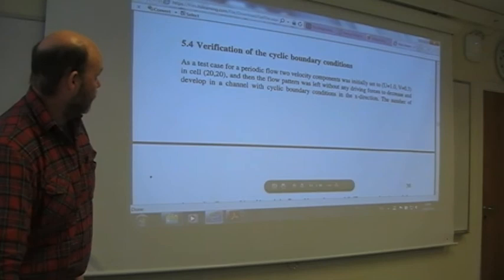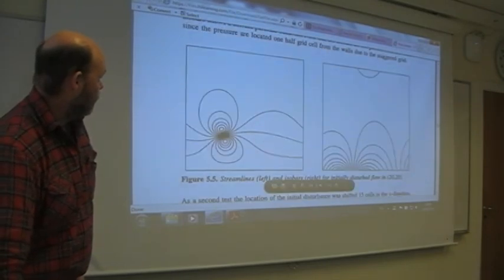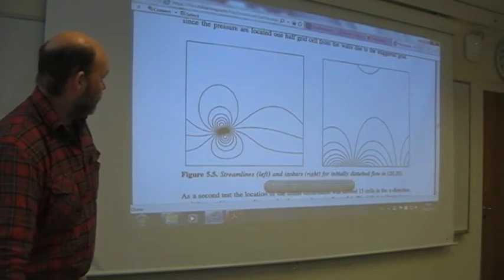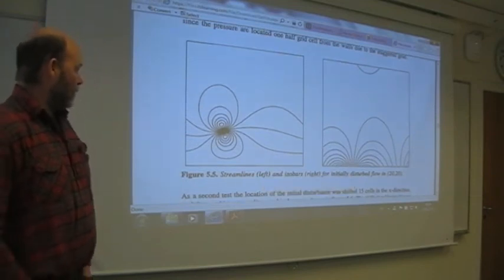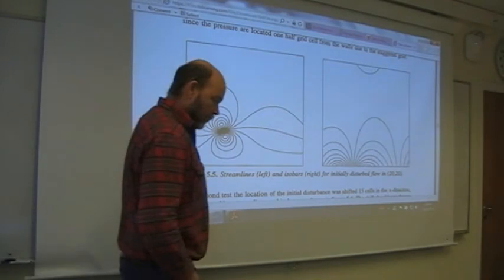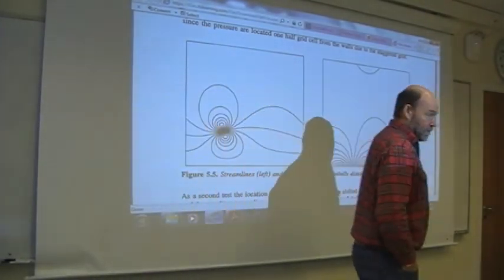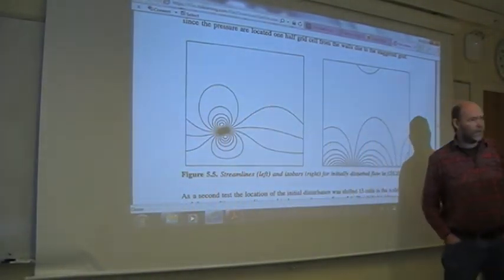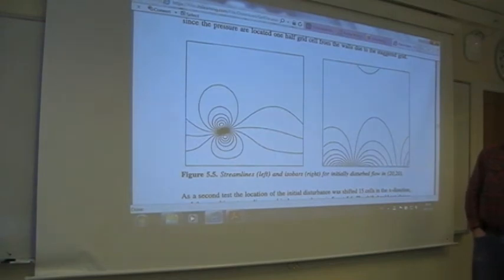I won't go through this. Here, it's a test of the periodic boundary conditions. This is a sort of a nice little test case. So keep this in mind if you're ever going to use cyclic periodic boundary conditions.